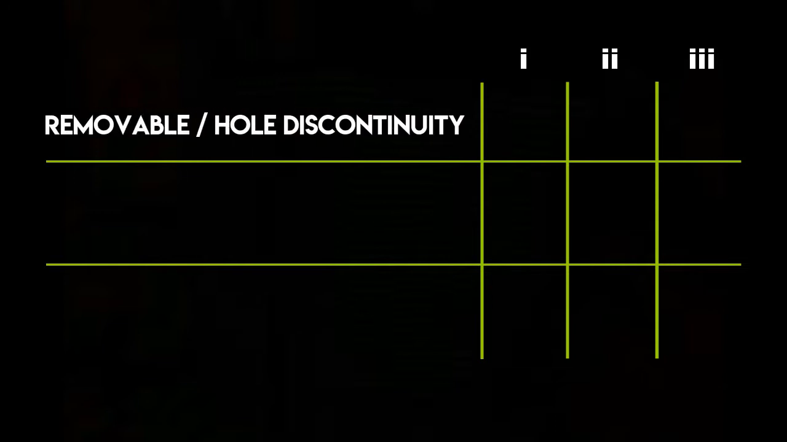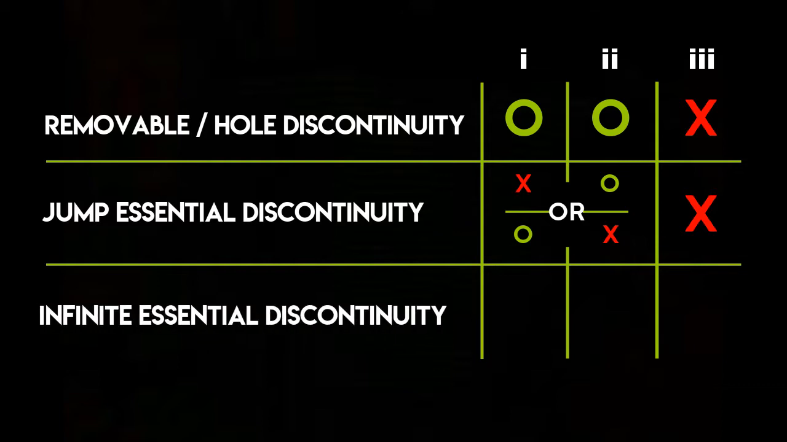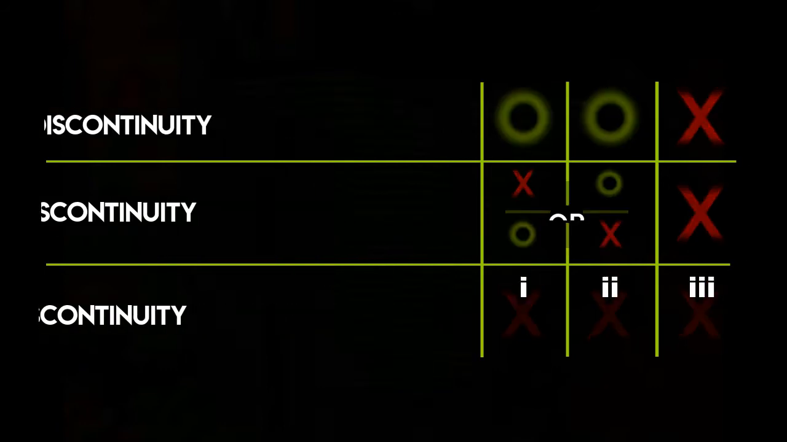To sum it all up, a removable or hole discontinuity satisfies only the first and second conditions. In a jump essential discontinuity, only one of either condition 1 or 2 is met, and the third condition is not satisfied. Lastly, an infinite essential discontinuity does not meet any of the 3 conditions. Just remember the 3 conditions and you shouldn't have a problem in identifying the different types of discontinuity.